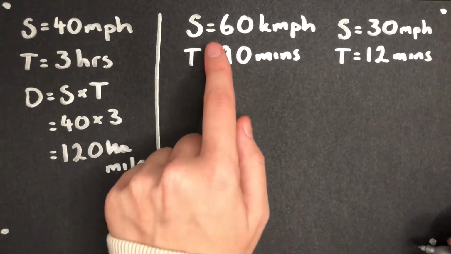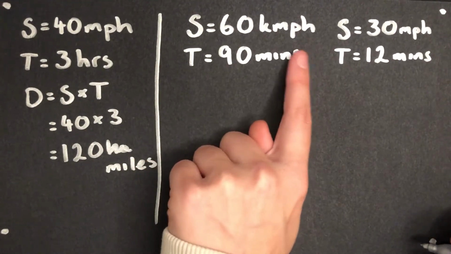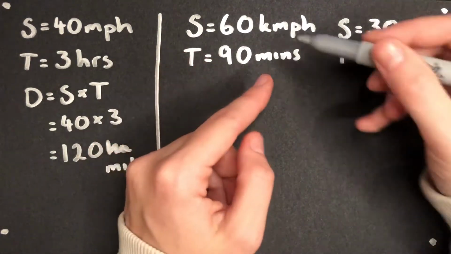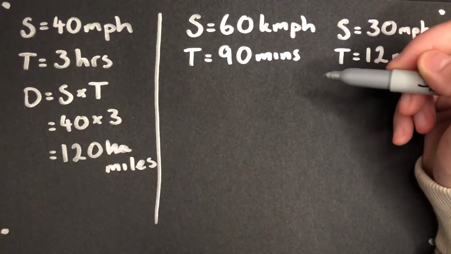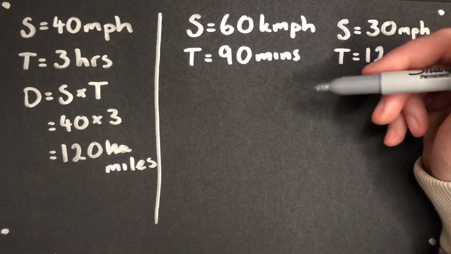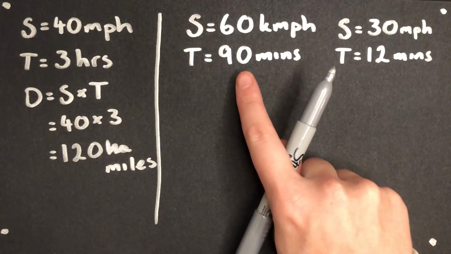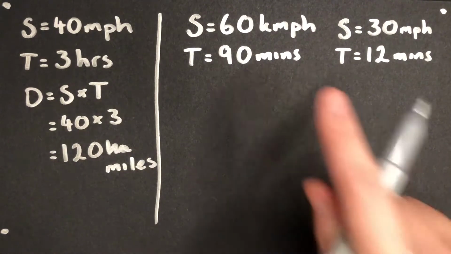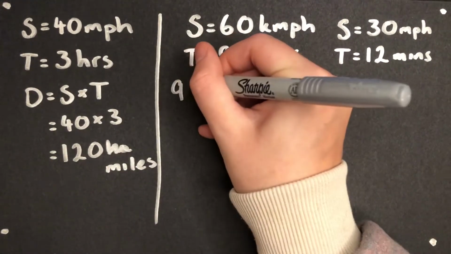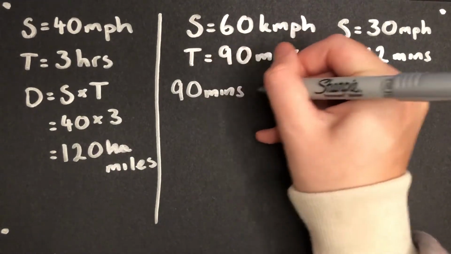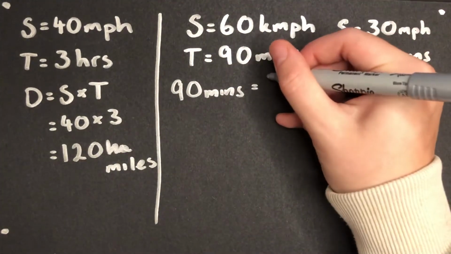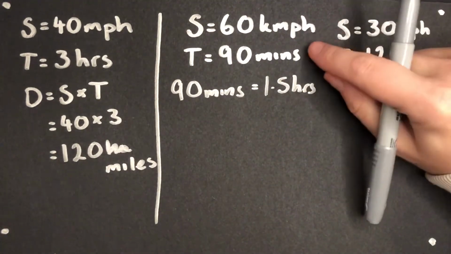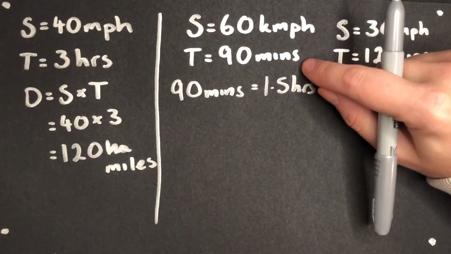Next one. Now my speed is 60 kilometers per hour, but my time is 90 minutes. They're trying to trip me up there because this is in hours and this is in minutes. So I'm going to have to do a little bit of an exchange. Now, you might be able to look at 90 minutes yourself and know that there's 60 minutes in an hour, 30 minutes in half an hour. So that 90 minutes is an hour and a half. So 90 mins is an hour and a half. I'm going to write that as 1.5 hours. And now my units match up. So I've got kilometers per hour and hours here.